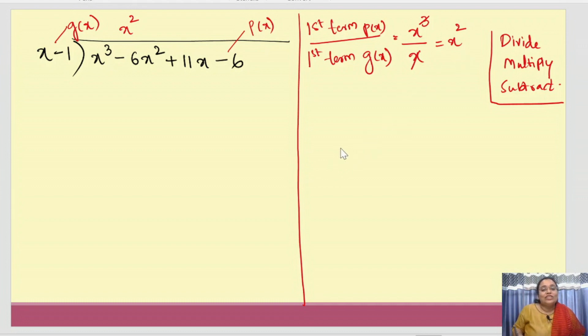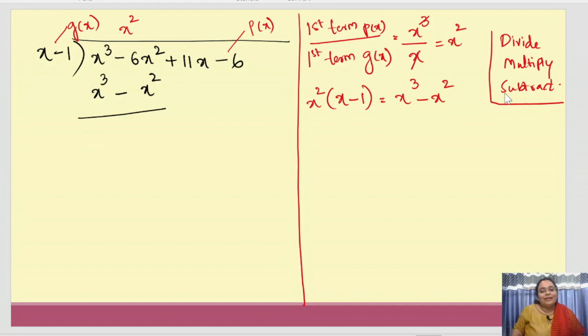This x square will be the first term of the quotient. Okay. So next you will multiply this x square with g of x, that is x minus 1. You will get x cube minus x square. You will write this x cube minus x square here. The next is subtract. So subtract it. X cube minus x cube will get cancelled. This is minus 6x square plus x square, which is minus 5x square. The next term comes down. This will be plus 11x minus 6.